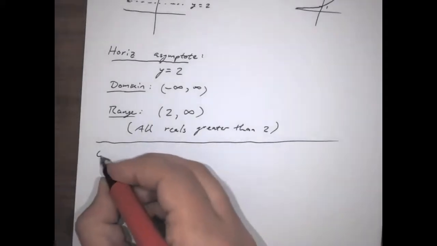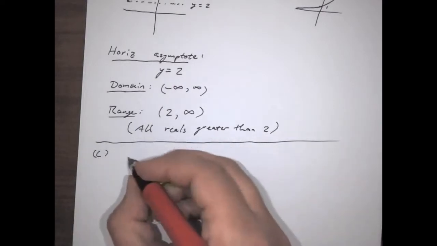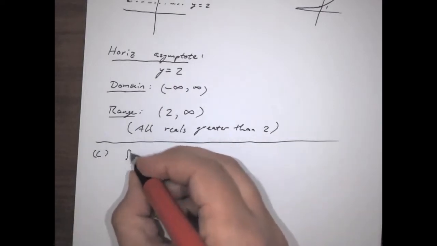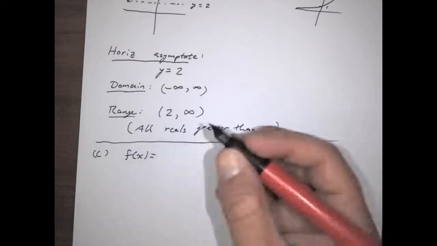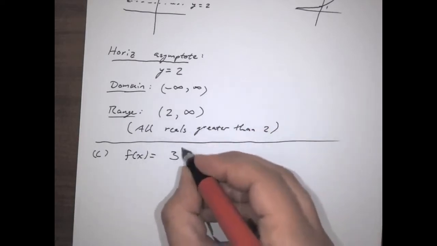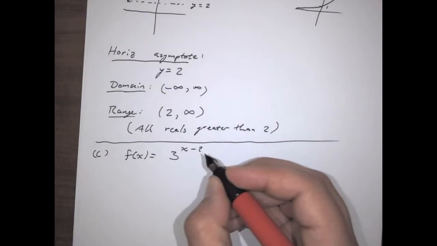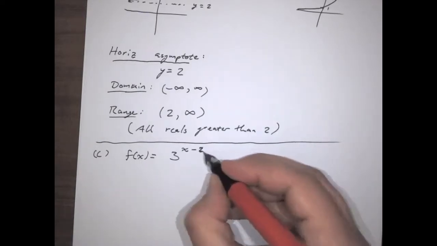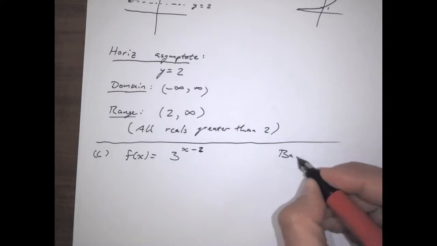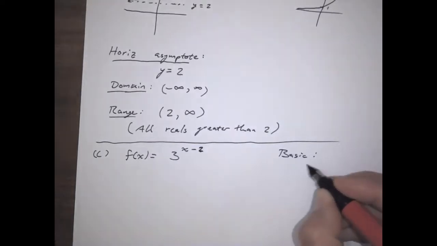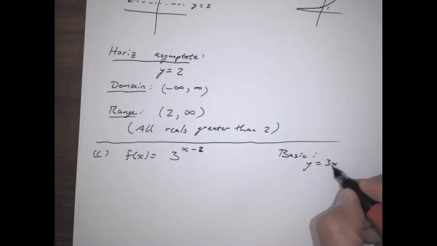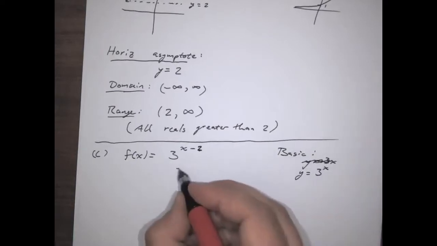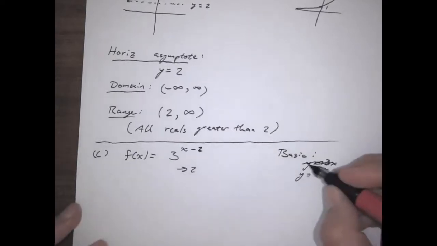And then finally, the last one that we're going to look at is a horizontal shift. So f of x equals, now let's take 3 to the x minus 2. So what that means is it is a shift to the right 2 units. So the basic here is, as usual, y equals 3 to the x. And this is going to the right 2 units.